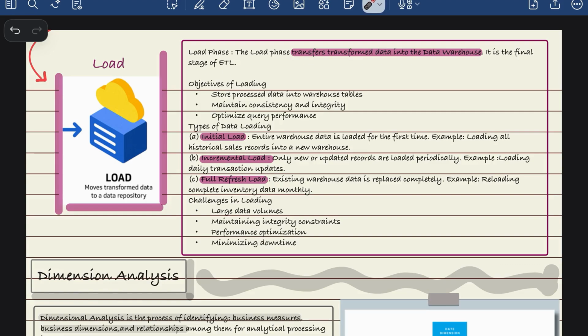First is initial load, where the entire data warehouse is loaded. For example, populating an empty data warehouse for the first time. So you build the data warehouse and you are loading it, the first time loading the entire data. Then there is another type, incremental load, where you are only loading periodic or daily updates. And then there is full refresh load, where you are wiping the data warehouse slate clean and then replacing the entire table periodically.